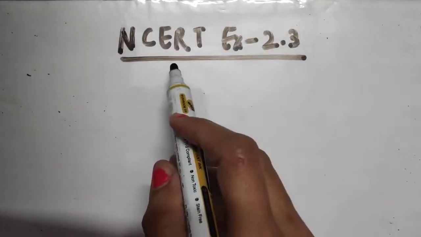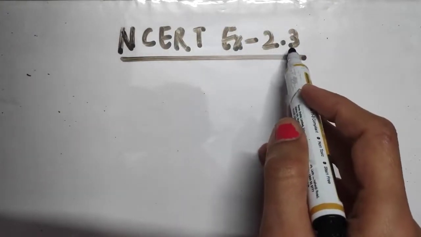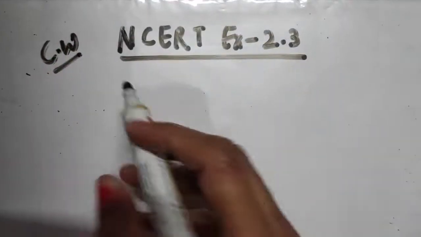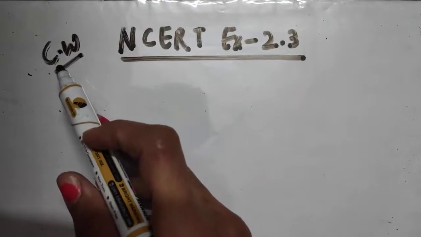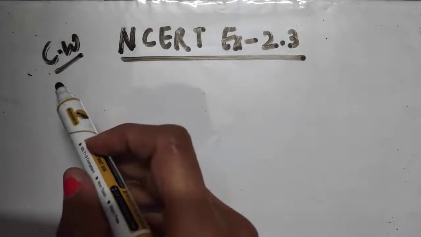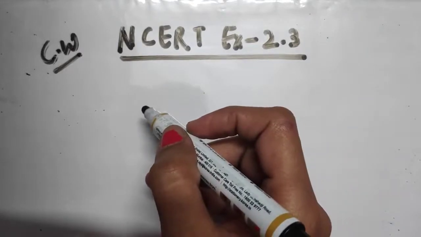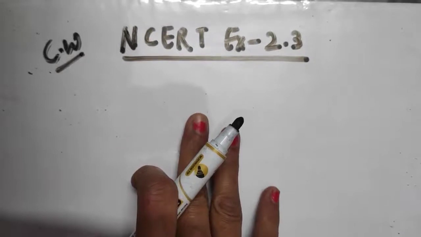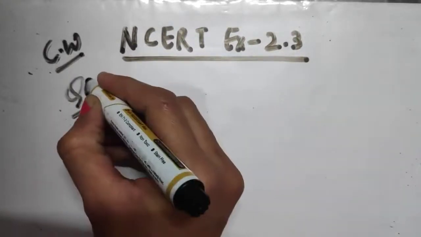Now, dear children, I am going to discuss NCERT exercise 2.3 questions, and these will be your classwork questions. Along with the homework questions, you are supposed to complete these classwork questions also in your homework notebooks. Till question number 5 we have discussed in the previous lecture. Now I am going to discuss question number 6 of this exercise 2.3.